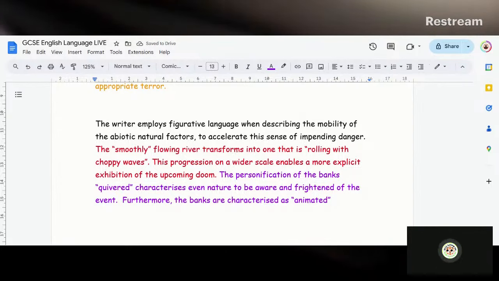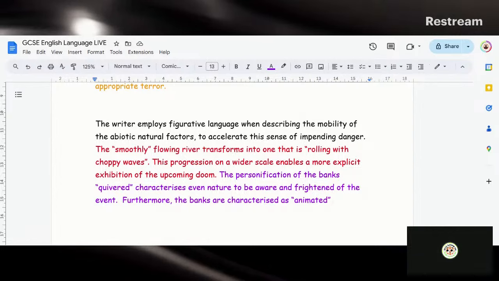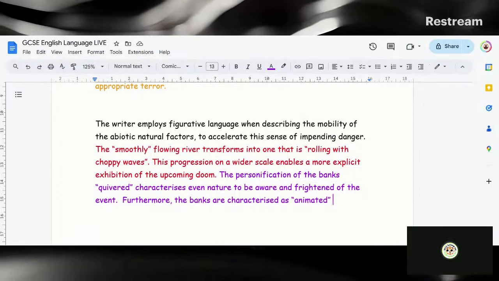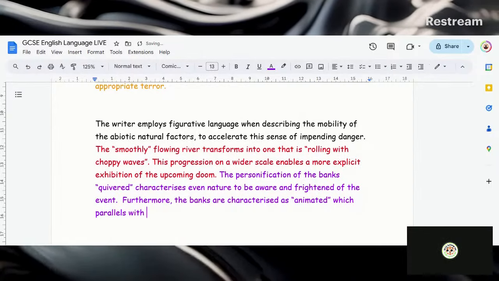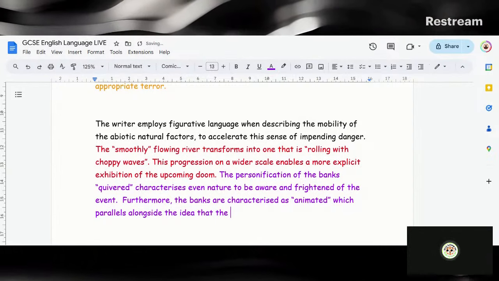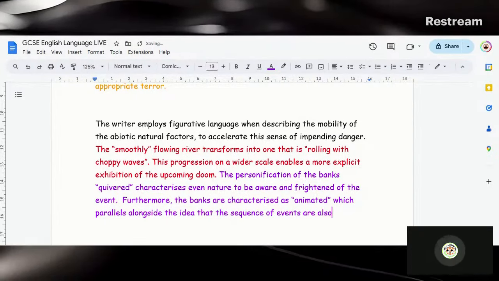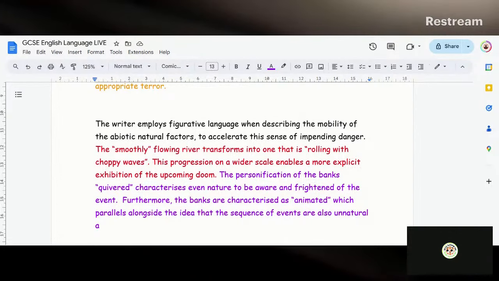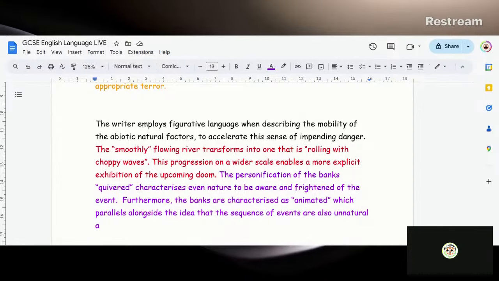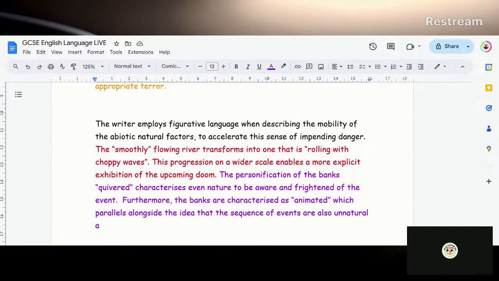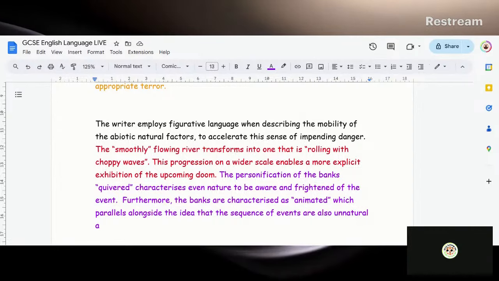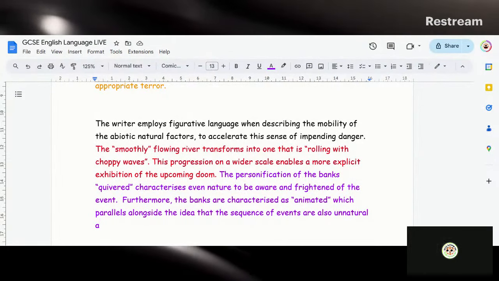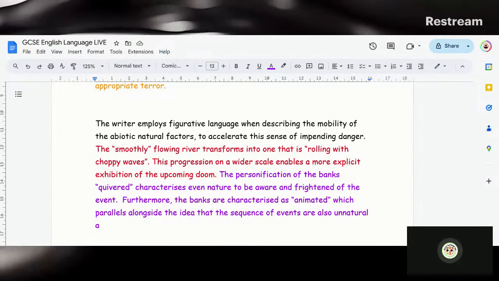And we can speak about that in terms of the fact that the banks are animated, that's unnatural. And we can talk about how the series of events is unnatural, which parallels alongside the idea that the sequence of events are also unnatural.